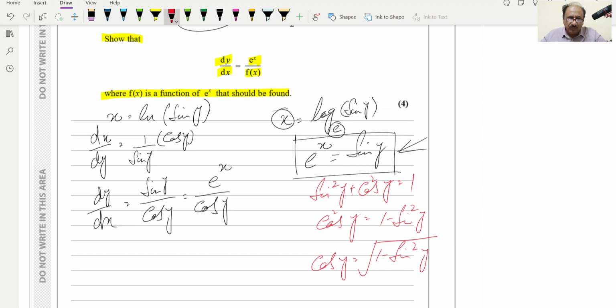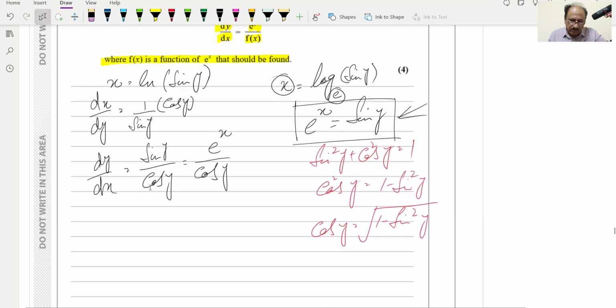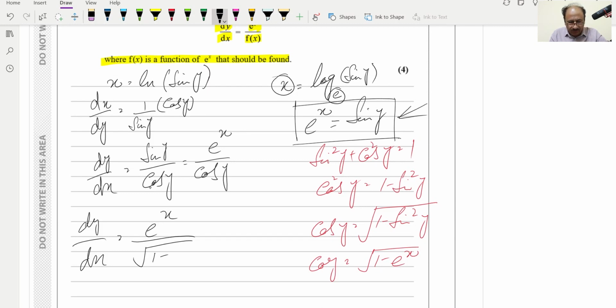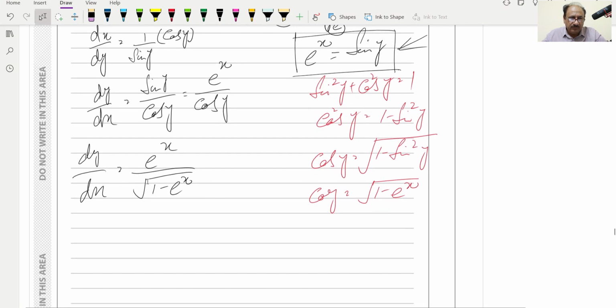And sine square y is what? Sine y is e raised to the power x. So cos y we can write as the square root of 1 minus e raised to the power x, and this value we can replace in this one, and we will get dy over dx is equal to e raised to the power x over the square root of 1 minus e raised to the power x.